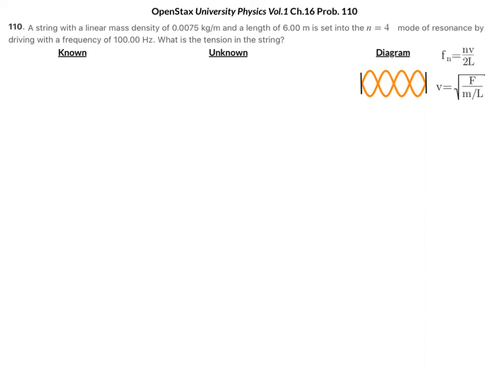So let's write down the things that we know. The linear mass density, so that is m over L, is 0.0075 kilograms per meter. And we know that the length is 6 meters. We know that n is 4. And the frequency corresponding to that n is 100.00 hertz. We're looking for the tension in the string. I'm going to call it F sub t so that we don't confuse it with period.